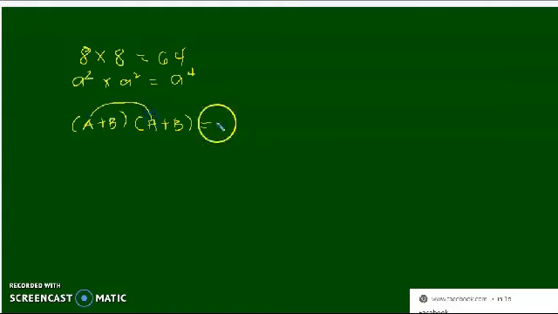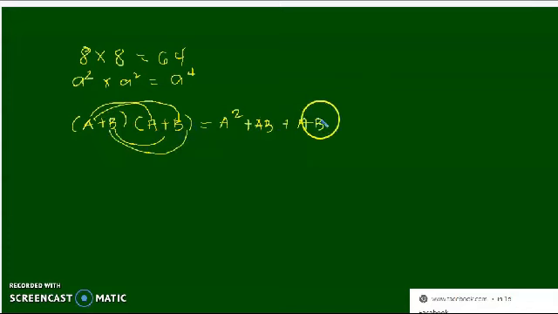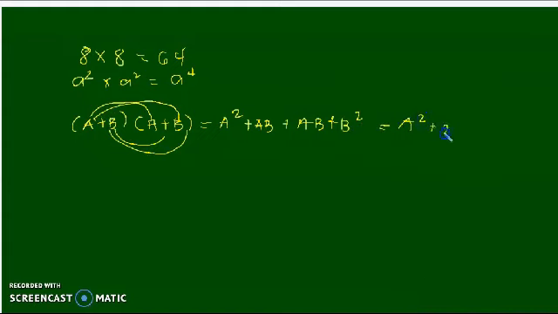So a times a is a squared. A times b is ab. B times a is also ab. B times b is b squared. And then simplify by combining like terms. So a squared plus 2ab plus b squared.